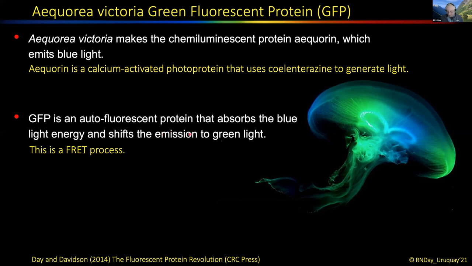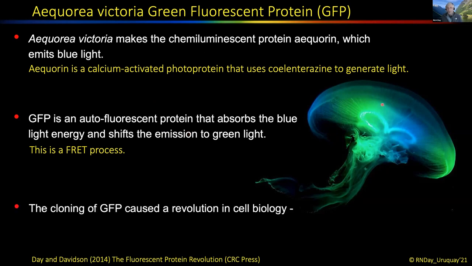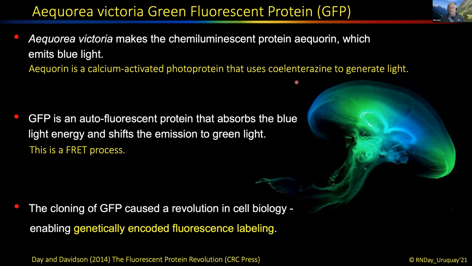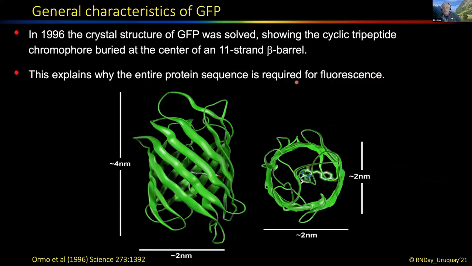And this is actually a FRET process that takes place inside the jellyfish. And of course, the cloning of GFP caused a revolution in cell biology because for the first time, it enabled us to genetically encode fluorescent labeling. So again, as I'm sure you know, in 1996, the crystal structure of the jellyfish green fluorescent protein was solved, and it showed that this GFP adopts this absolutely wonderful 11-stranded beta barrel structure.